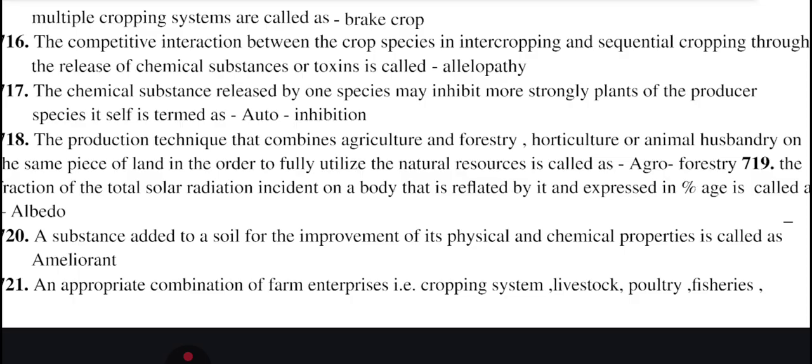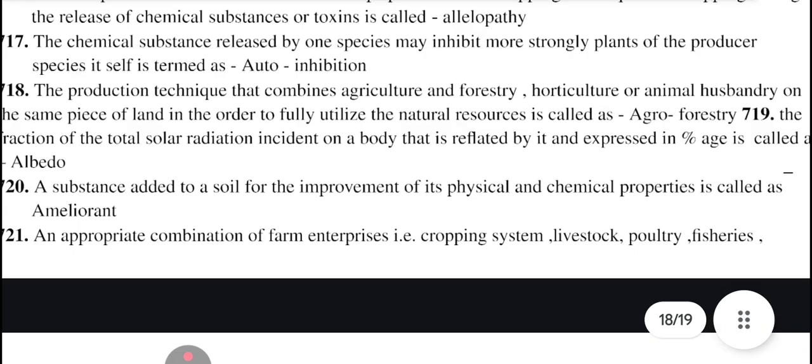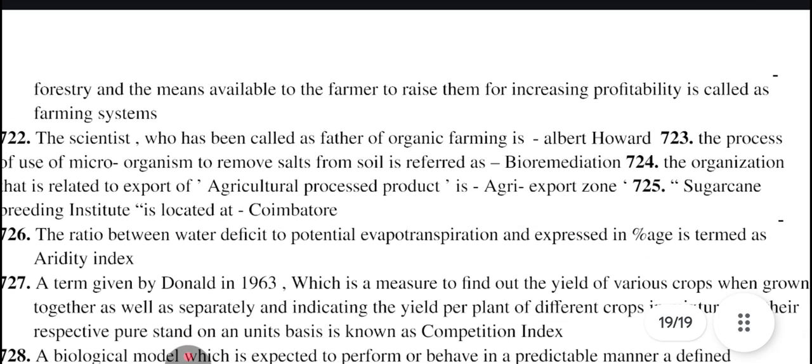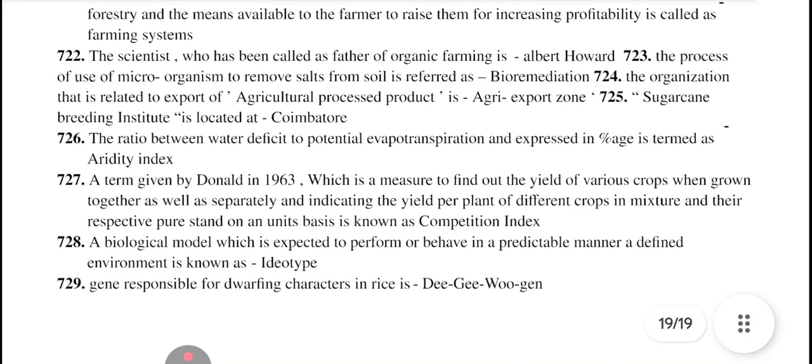Appropriate combination of farm enterprises like cropping system, livestock, poultry, fisheries, forestry and other means available to the farmer to raise them for increasing profitability is farming systems. Scientist who has been called the father of organic farming is Albert Howard. Process using microorganisms to remove salt from soil is referred to as bioremediation. Organization related to export of agriculture processed products is Agri Export Zone.